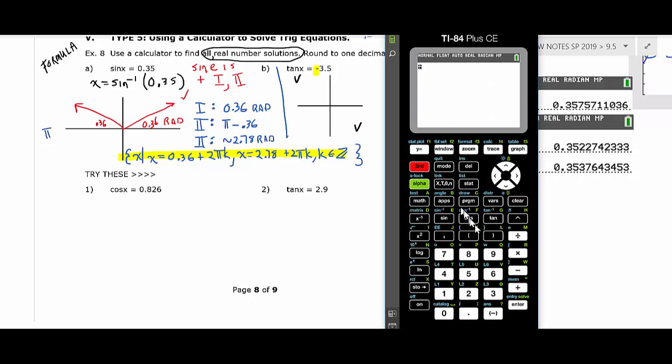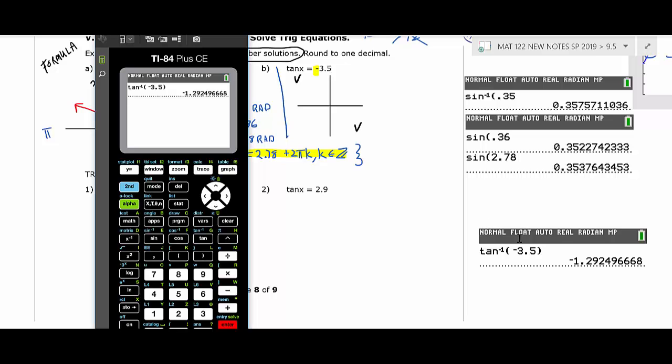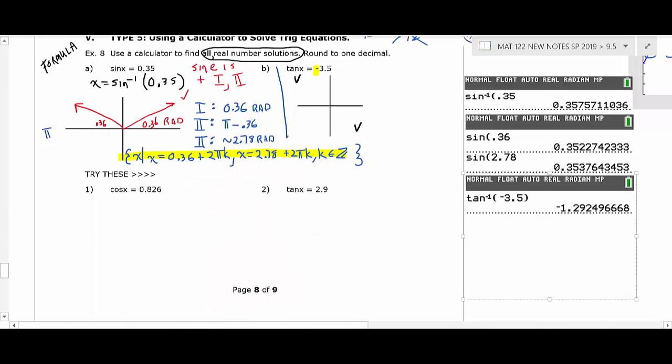Okay, so we're going to go directly to the calculator. We're just going to go inverse tangent of negative 3.5. And we'll round this again to 2 decimals. Okay, so we get this result from the calculator just to begin with. So again, x is just the inverse tangent of negative 3.5. We're going to round that off to x is approximately negative 1.29 radians. Now what that's doing is giving a quadrant 4 answer. That's the negative angle there.